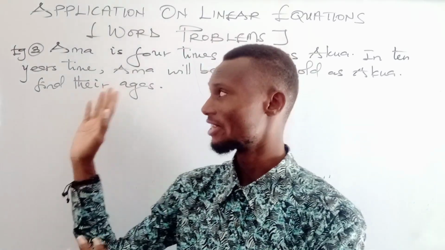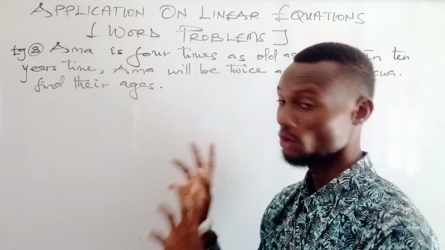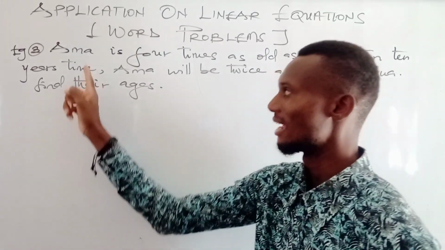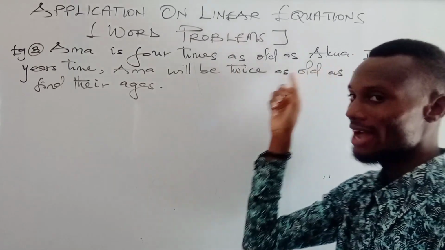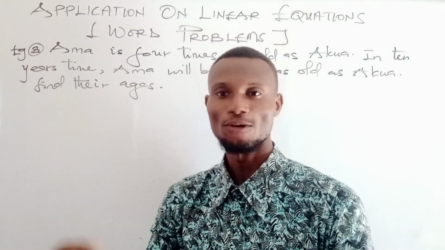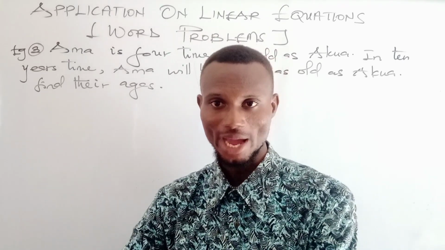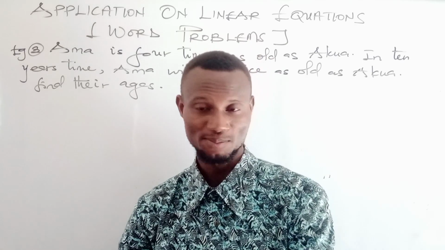So for this question that we have on the board, let's read for you to see what we don't know in it. It says that Amma is 4 times as old as Ikea. Now they are saying that Amma is 4 times as old as Ikea, but the thing is that we don't even know Ikea's age in the first place.